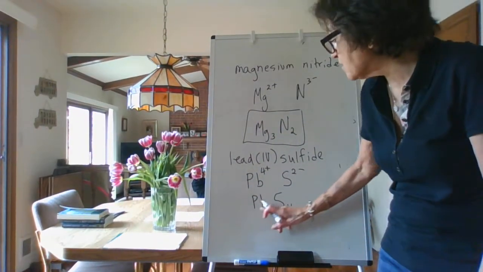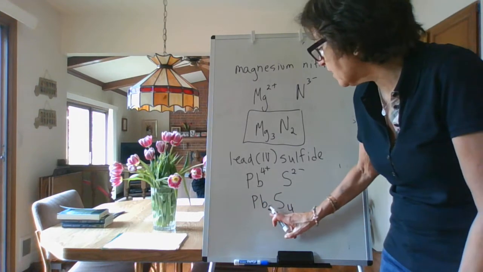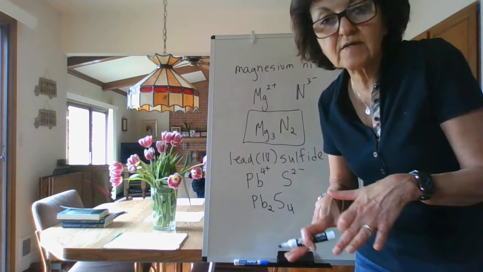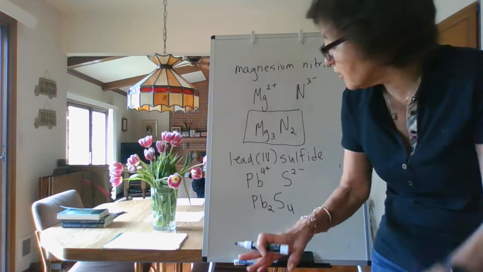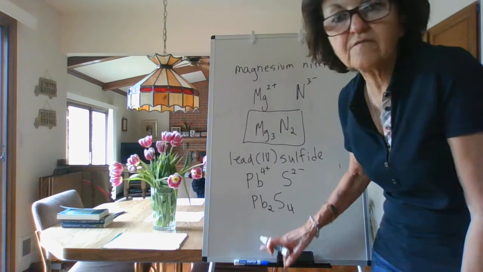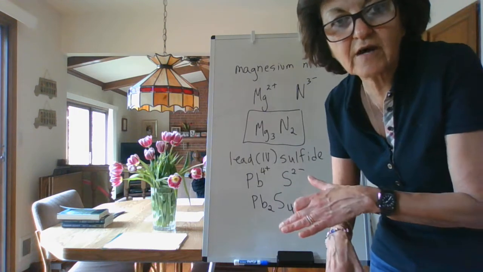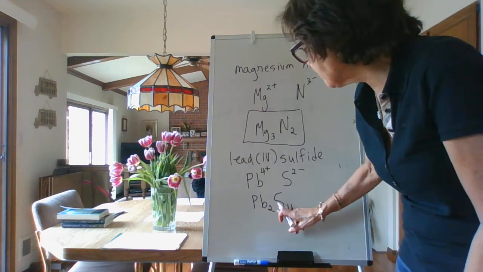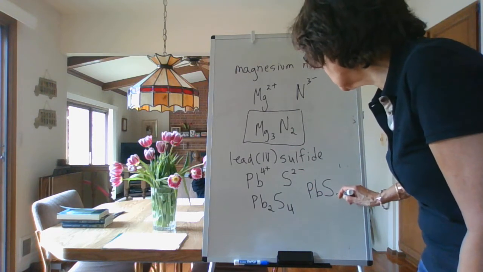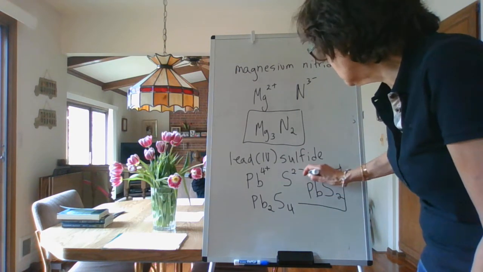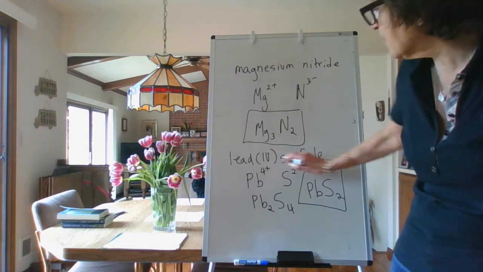Once you get your final formula, you've got to reduce it down completely. So the lowest ratio. And if these guys can both be divided by 2, you got to divide them both by 2. So your final answer is going to be PbS2. This is the formula for lead 4 sulfide.